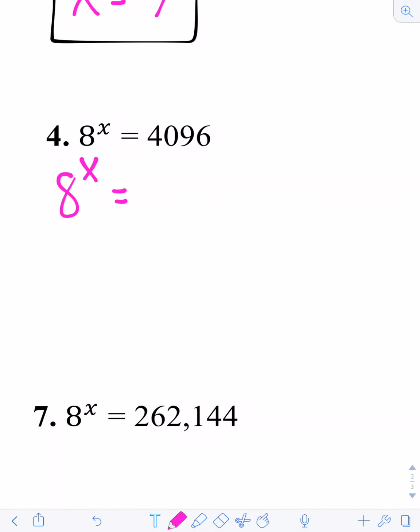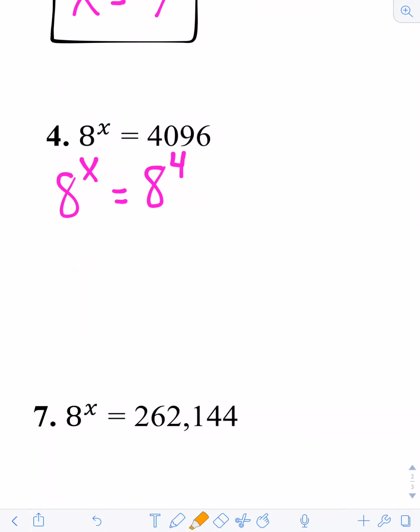8 to the x power is equal to what? So what we have to figure out is we have the same base. I know my base is 8, and you just type it in your calculator: 8 to the power of 1, 8 to the power of 2, 8 to the power of 3, and so on until you get 4,096. And so that's just going to be to the power of 4.